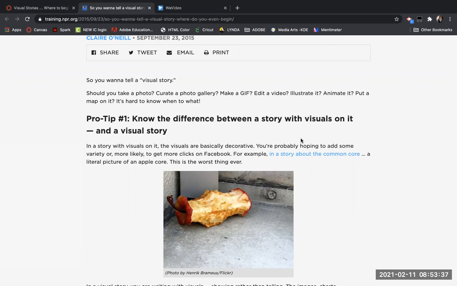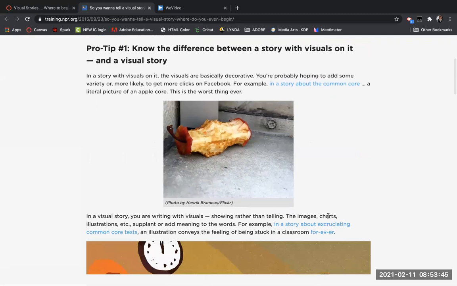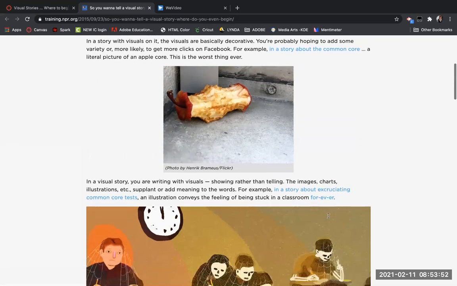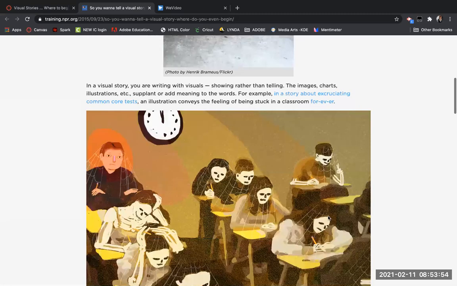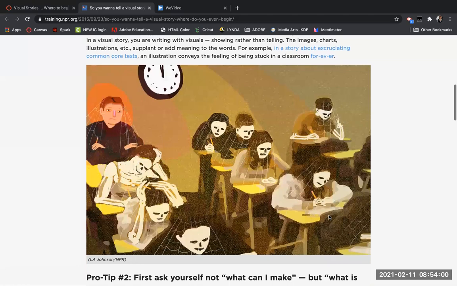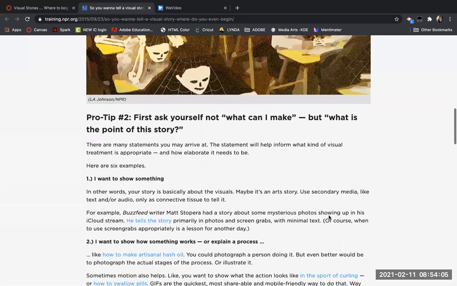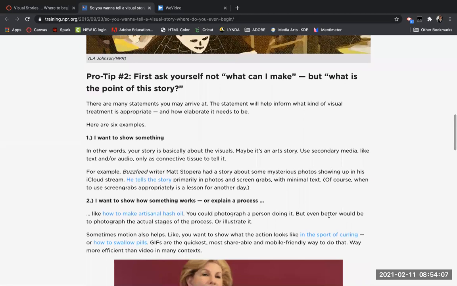But again, if people know how to do it, we could put animated things in there, maps, anything. So just keep that in mind as you move forward, that your story does not have to be video. It can be a number of different things. And a lot of times what your topic becomes might dictate what your visuals are.